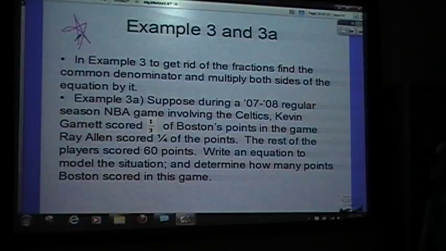The tricky part about this one is there's going to be quite a few fractions. So we are going to have to get rid of the fractions in this to make it a little bit easier. It's not necessary. You could keep the fractions, just don't make any mistakes.